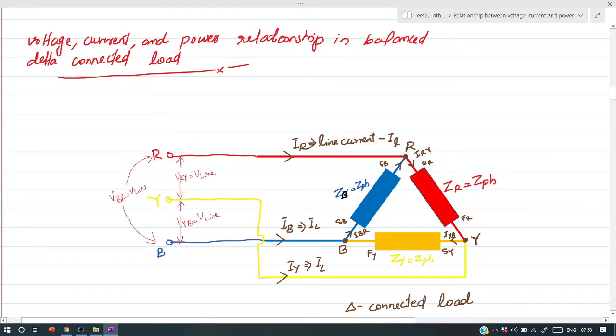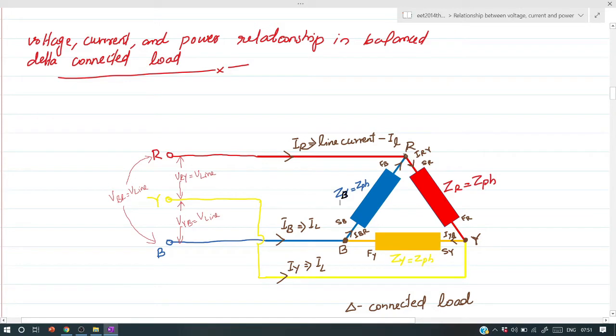Say the current flowing through line terminal R is IR, through line terminal B is IB, and corresponding to Y phase is IY. All these currents are line currents flowing through the line terminals. When we are considering the current flowing through R phase, it is represented by IRY. Say these nodes are represented by R, Y and B. So here it is very clear that this line current is not equal to IRY, that is IR is not equal to IRY. Here we are going to find out the relationship between IR and IRY.